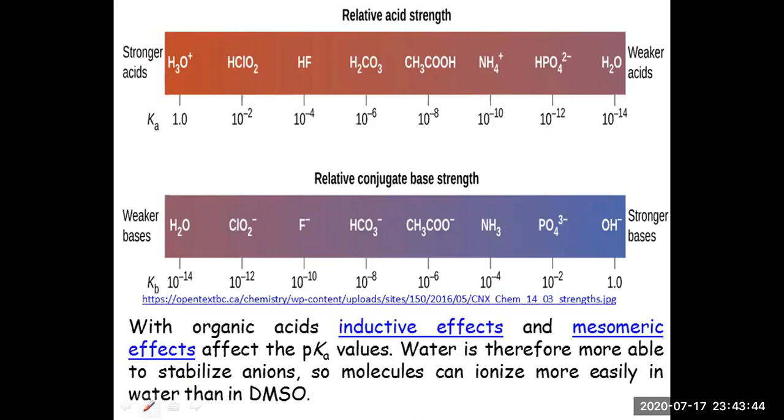Water is generally used as a solvent, helps to stabilize the anions, as well as some polar solvent like DMSO also do the same thing, but hydrogen bonding is possible with DMSO like water.